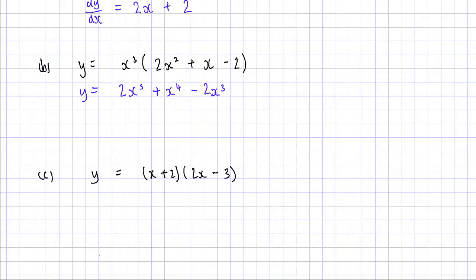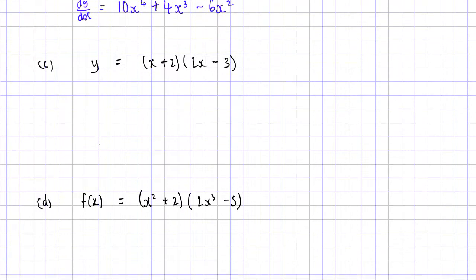Now I can differentiate, so dy over dx is equal to, so this is going to be 5 times 2, so it's going to be 10x to the power of 4, because the power needs to go down by 1, plus 4x cubed and minus 6x squared.